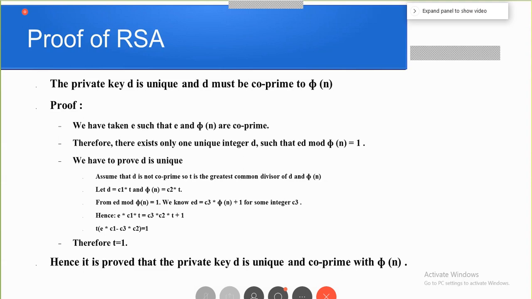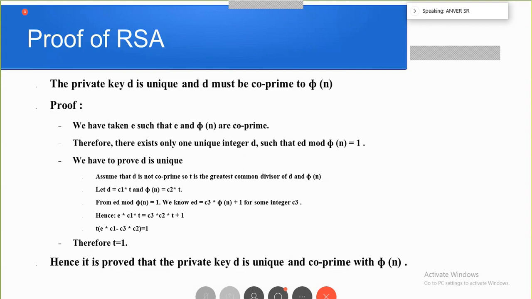Now, ED mod phi of n equals 1. That is, when ED is divided by phi of n, it gives a remainder of 1. So ED can be written as C3 into phi of n plus 1 for some integer C3. So this can be written as E into C1 into T, that is ED, is equal to C3 into C2 into T plus 1.